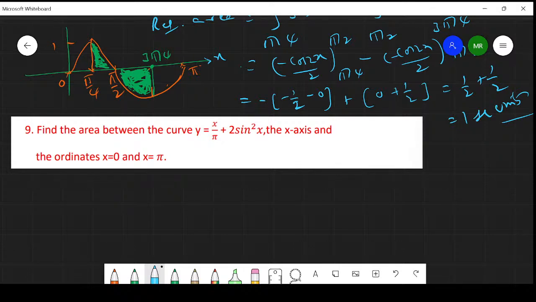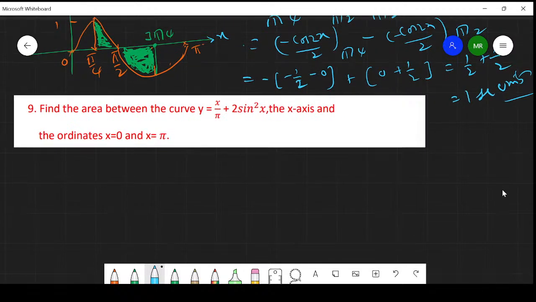Find the area between the curve y equal x by pi plus 2 sine square x, x-axis, and the ordinates x equal to 0 and x equal to pi. If you draw the graph, that will be easy. Not that much difficult here. Between the ordinates x equal to 0 and x equal to pi. They are saying ordinates x equal to 0 and x equal to pi.